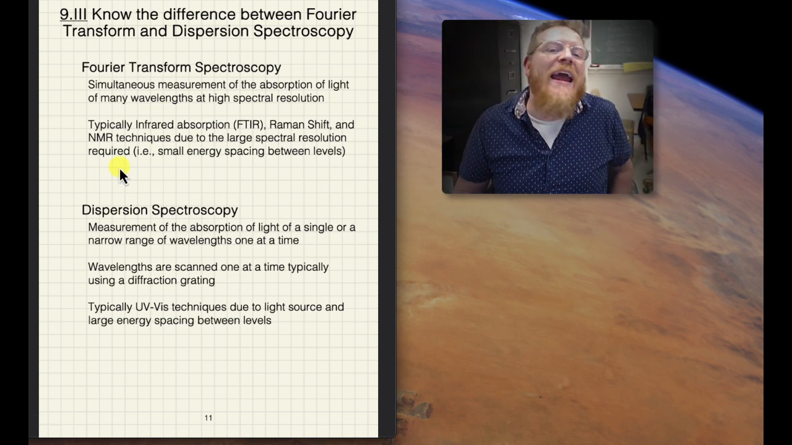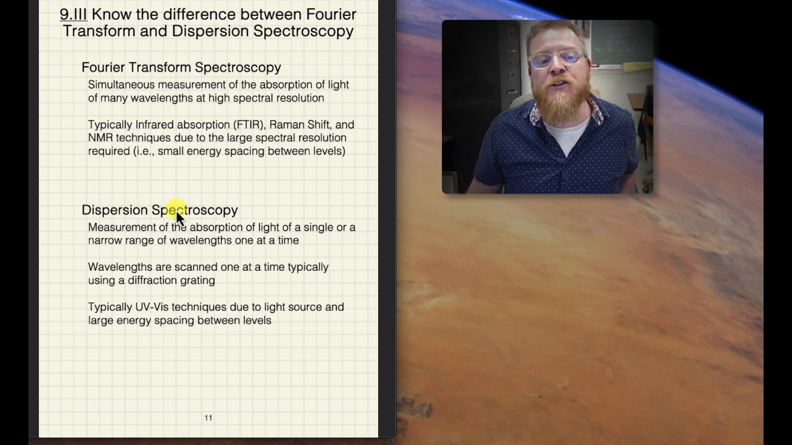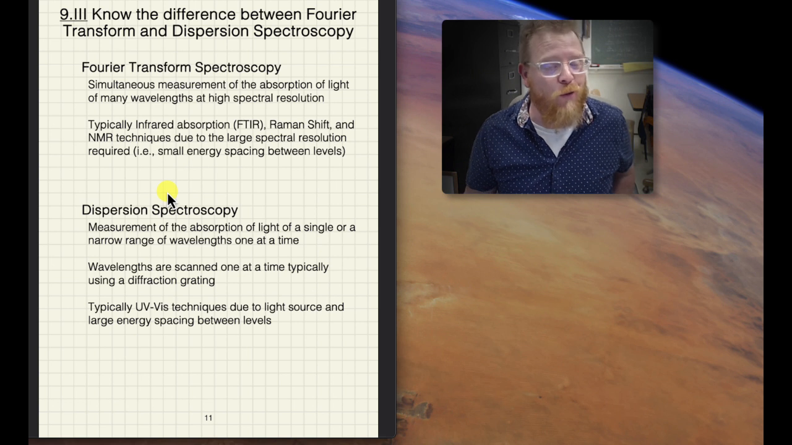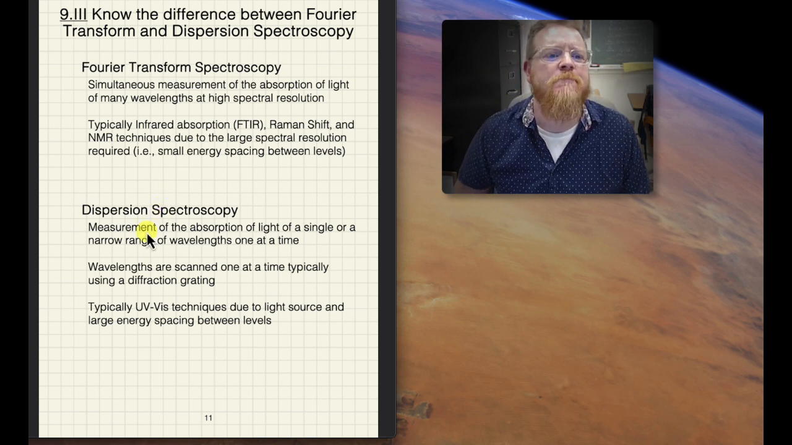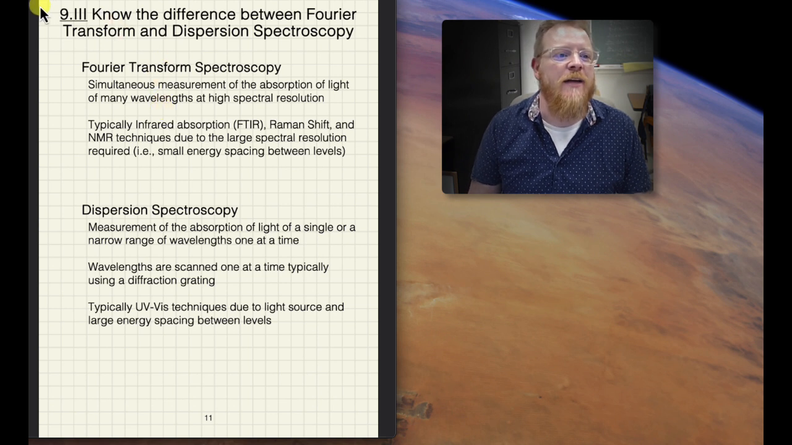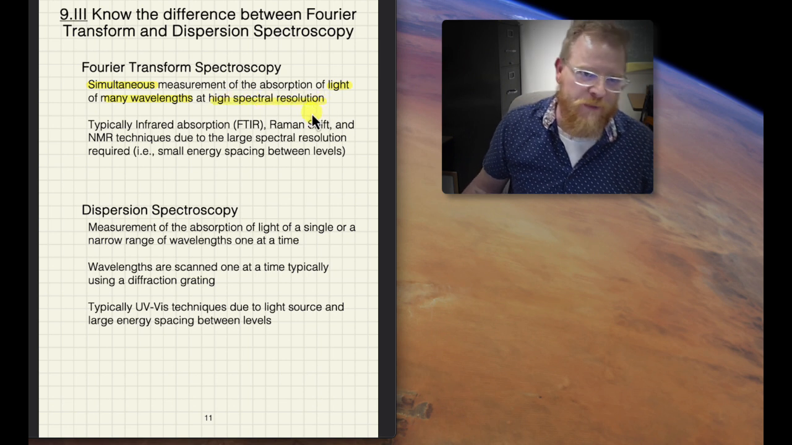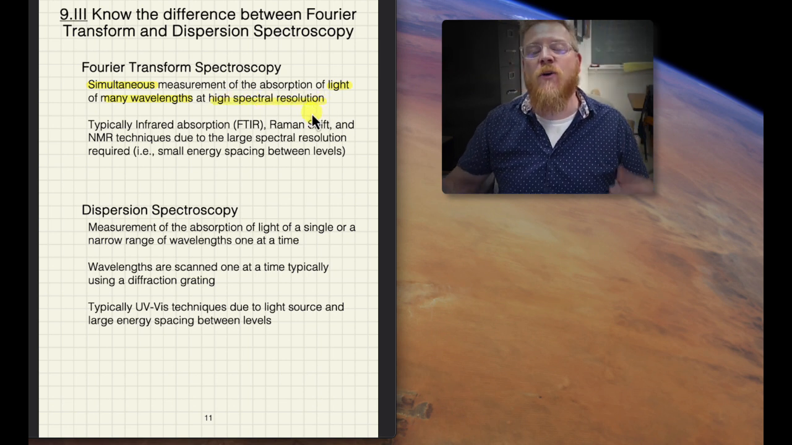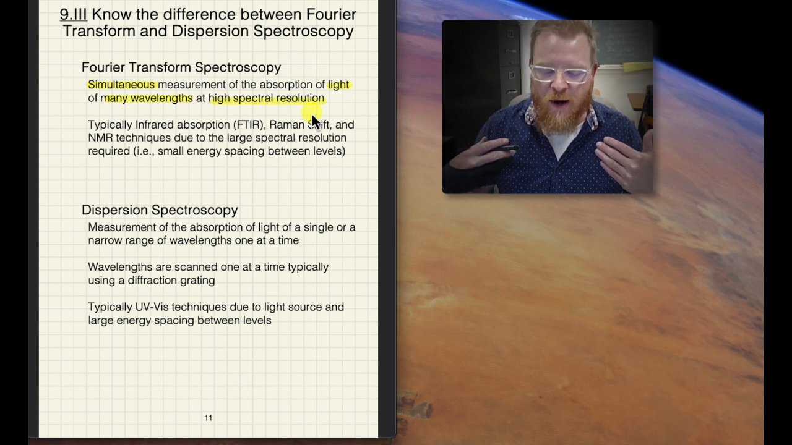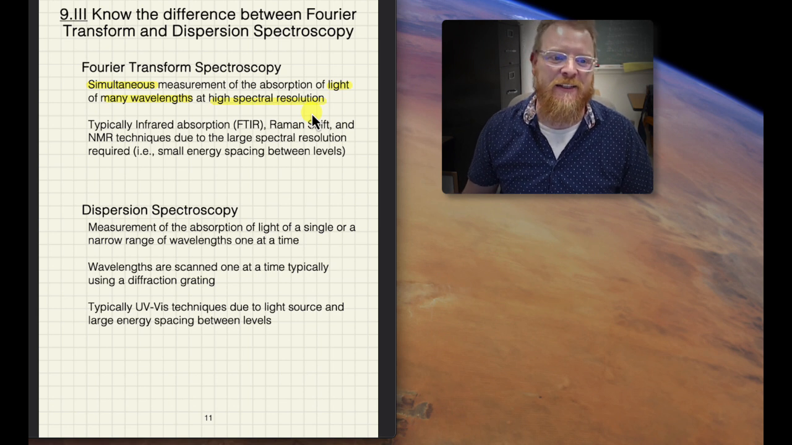So there are two main classes of spectroscopy: Fourier transform spectroscopy and dispersion spectroscopy. And you have done both in your prior classes. In FT, or Fourier transform spectroscopy, let's highlight some keywords here: simultaneous measurement of the absorption of light of many wavelengths at high spectral resolution. Basically, all of the wavelengths are bombarded on the sample and the detector simultaneously.